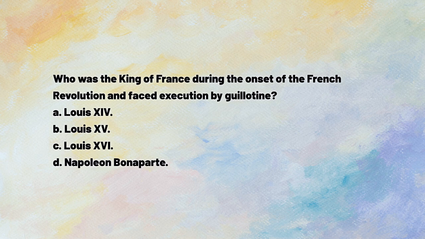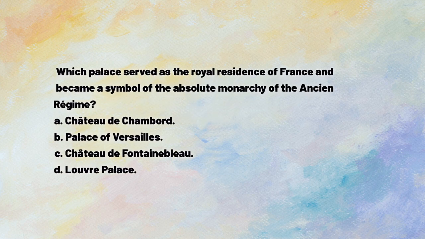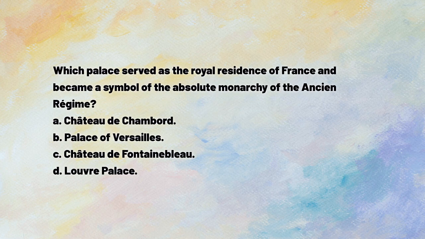Who was the King of France during the onset of the French Revolution and faced execution by guillotine? A. Louis XIV. B. Louis XV. C. Louis XVI. D. Napoleon Bonaparte. Answer C. Louis XVI.